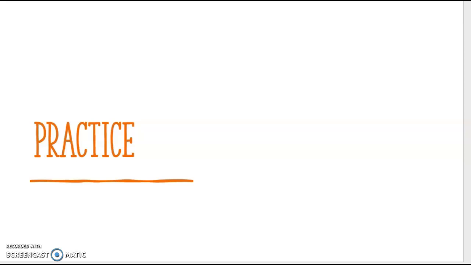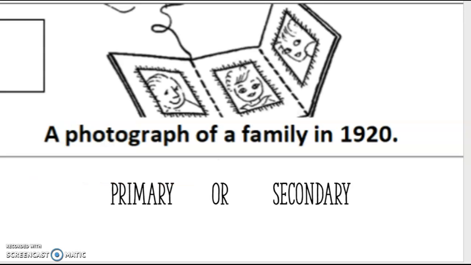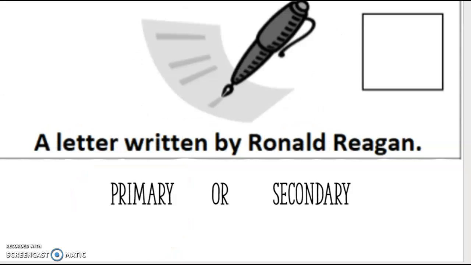So let me get to my drawing page. All right, and the first one we have, and you need to think, was this person there at the event, is a photograph of a family in the 1920s. So a photograph of the family, 1920, something that happened when they were there. So if that's primary or secondary, well, that picture had to have been taken when they were there. That is a primary source. A letter actually written by Ronald Reagan. Well, he wrote it, so it's his words, so that is a primary source also.